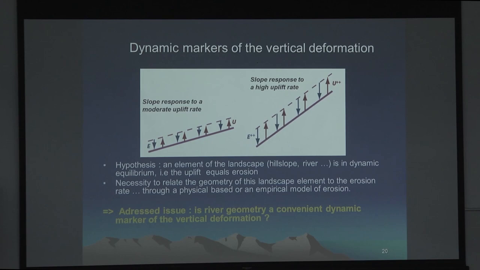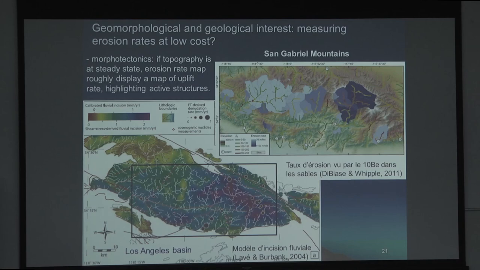And we'll see that uplift rate, in particular on a long-term scale, is not a very easy variable to measure. So most of the time, we measure erosion instead of measuring uplift, making the assumption that erosion is equal to uplift. So knowing the sensitivity of erosion to landscape geometry, we get some kind of dynamic marker of the vertical deformation. I will show you an example here.